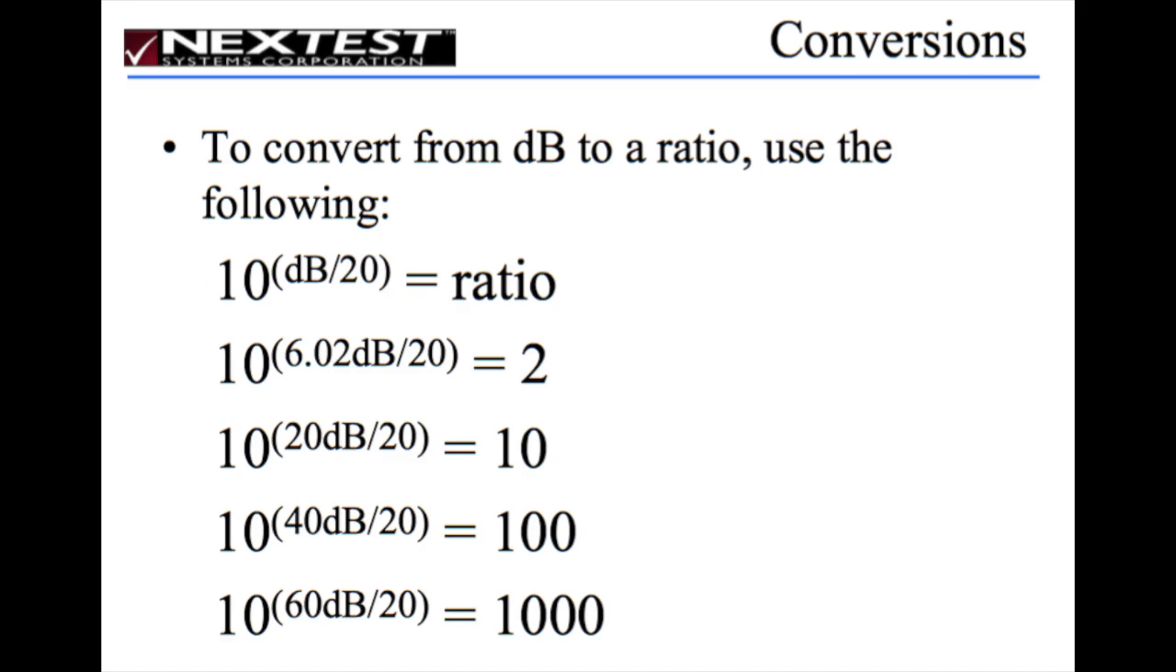Okay, to convert from dB to a ratio, use the following: 10 to the power of dB divided by 20. So 10 to the power of 6.02 dB divided by 20 is 2. 10 to the power of 20 dB divided by 20 is 10. 10 to the power of 40 dB divided by 20 is 100, and so on. That's pretty easy.